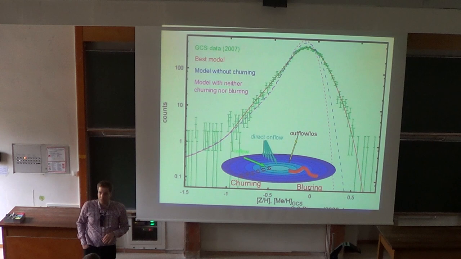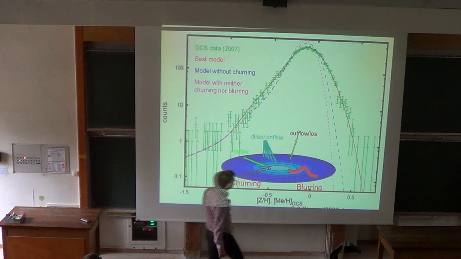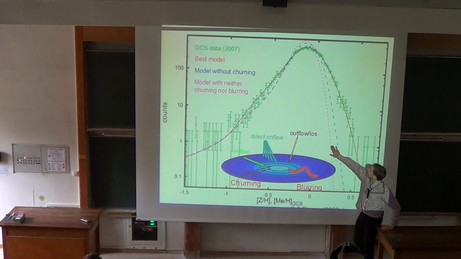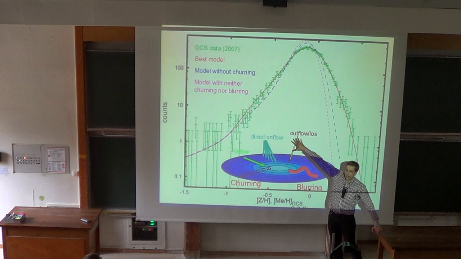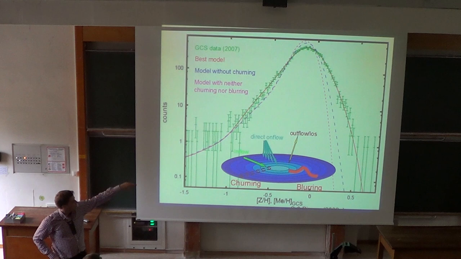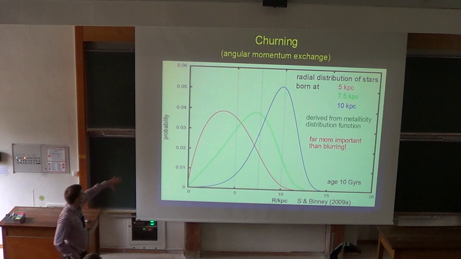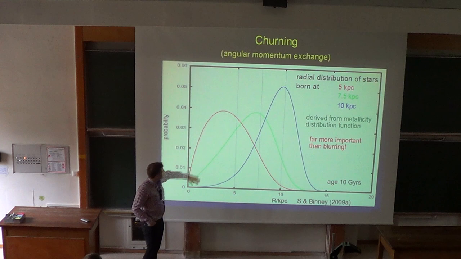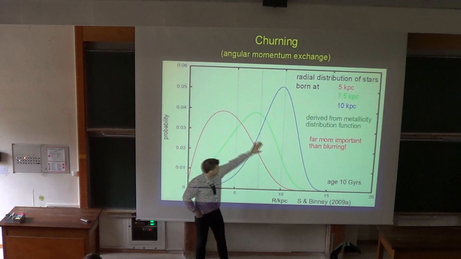You can see this was the best we could do without churning and without the random motions of the stars. Essentially, you might have a chance on the left side to fit your galaxy, but on the right-hand side, you can't explain the metal-rich stars in the solar neighborhood. But you can use them now to constrain how strong the churning is, and compared to the blurring, stars are mixed throughout the entire galaxy. So this is where stars end up that were born at 5, 7.5 and 15 kiloparsecs in guiding radius.